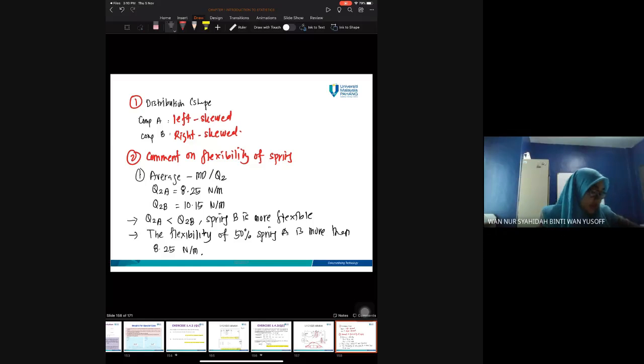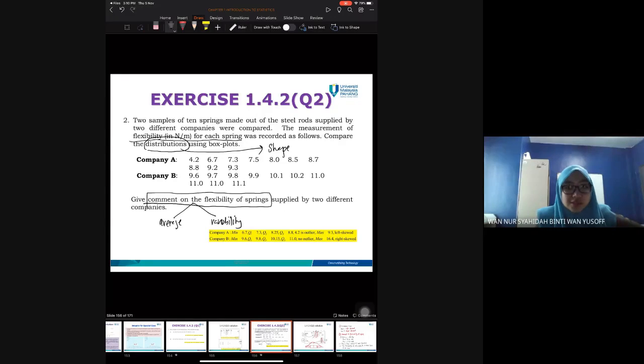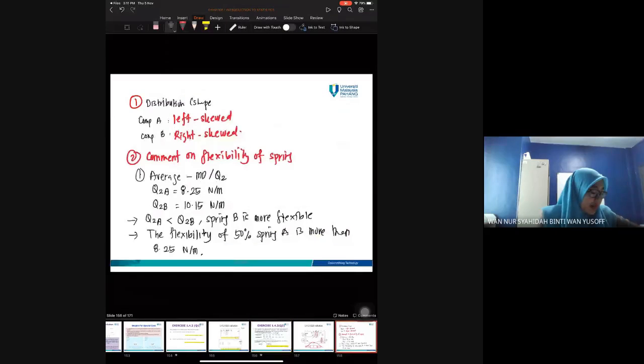Another interpretation or another comment that you can write: the flexibility of 50% of spring A is more than the Q2 value. Because in this question, it just asks for comment. It is not to identify which one is the best one. So other than comparing and identifying which one is the best one, we can write this kind of comment based on the average.